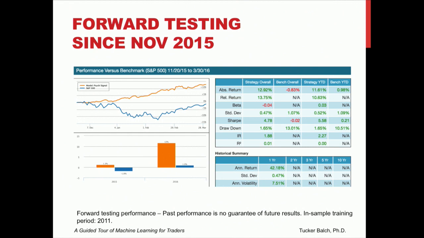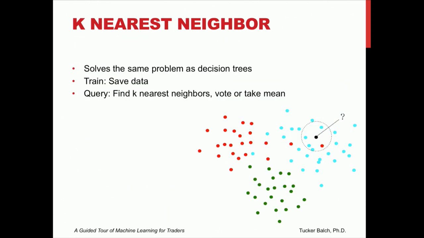Okay, there's a couple more things I want to get through. So far I've been talking about decision trees. I want to talk just briefly about another mechanism for solving the same problem. It's called k-nearest neighbor. Here we've got examples of data points in a space. So one dimension here is, say, one factor, the other dimension is another factor, and each of these points is colored according to what the outcome was. So blues might have been do nothing, reds might have been the stock price went down, green might be that it went up.